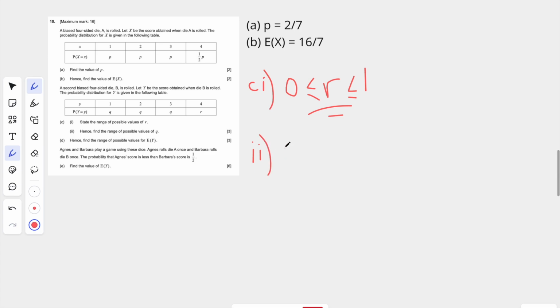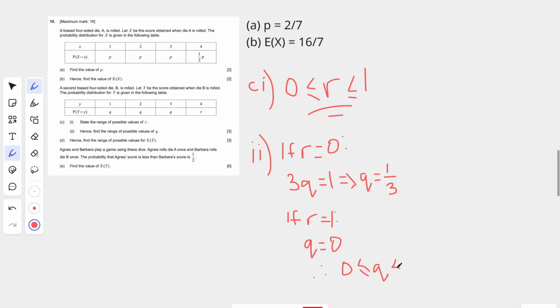For the second part of Part C, we have to determine the range of values of Q. To do this, we can take the extreme ends of possible values for what we just identified, and use them to solve for Q, as remember all probabilities in a distribution table must add to 1. So if we assume R is 0, then the probability distribution will have 3Q equaling 1, which when we divide 3 on both sides, we get Q equaling 1 over 3. Similarly, if we assume R is 1, then that naturally implies that Q has to be 0, since the probability distribution already adds up to 1. Therefore, the range of possible values for Q is between 0 and 1 over 3.